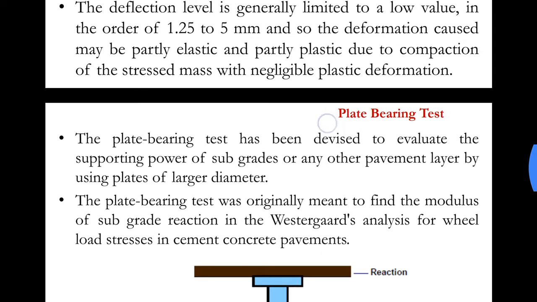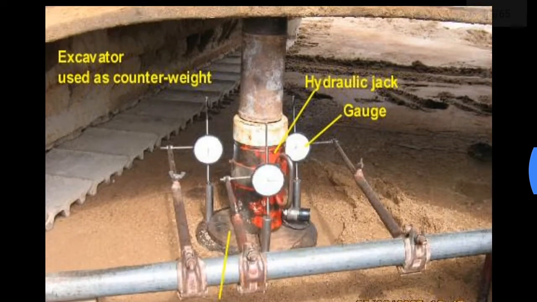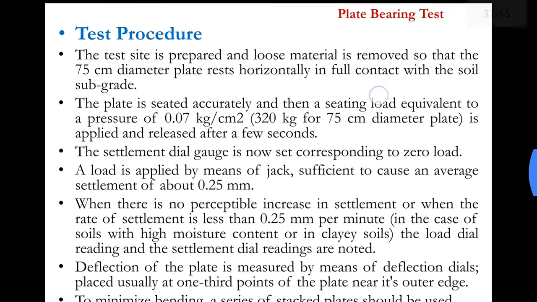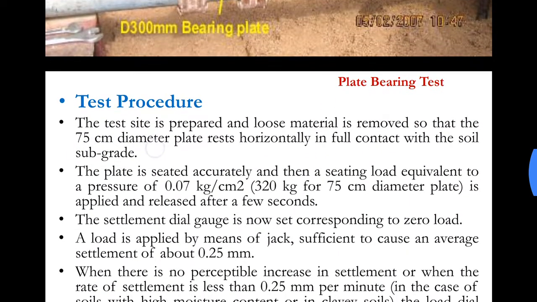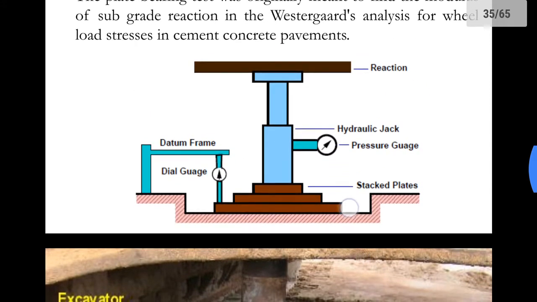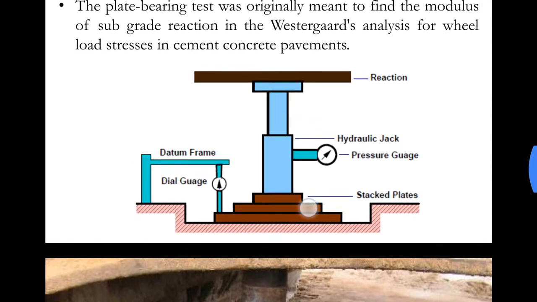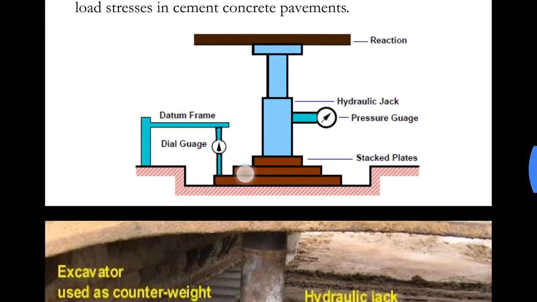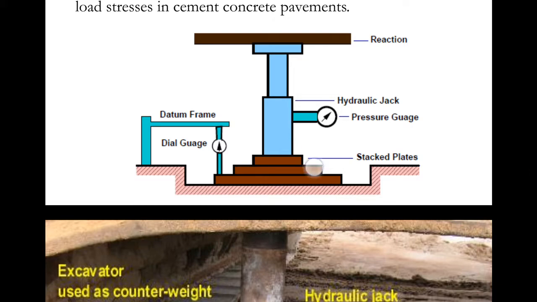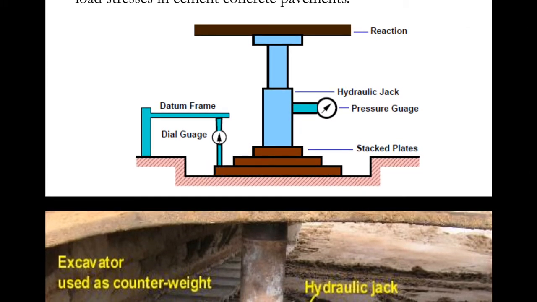There are a few standard diameters that we need to use. So 75 centimeter diameter plate is the standard plate that we use for bearing test at the bottom, and successively the plates at the top of this standard plate would have lesser diameters.